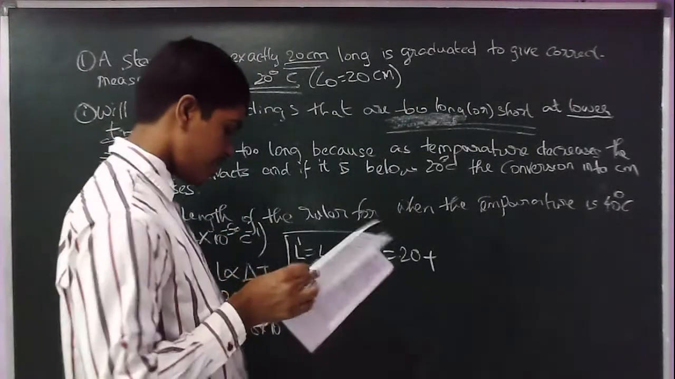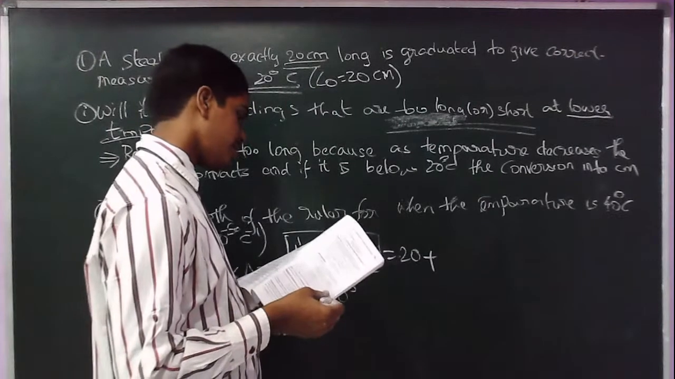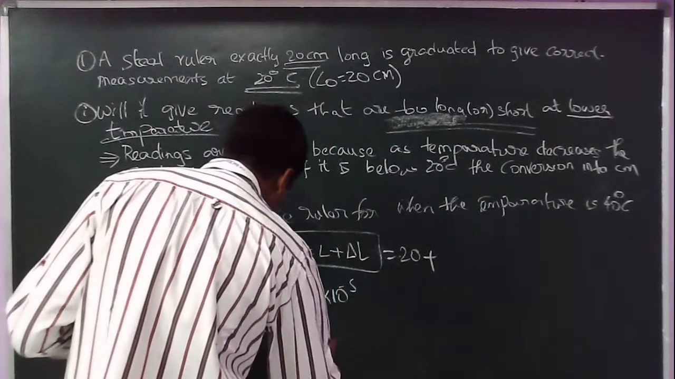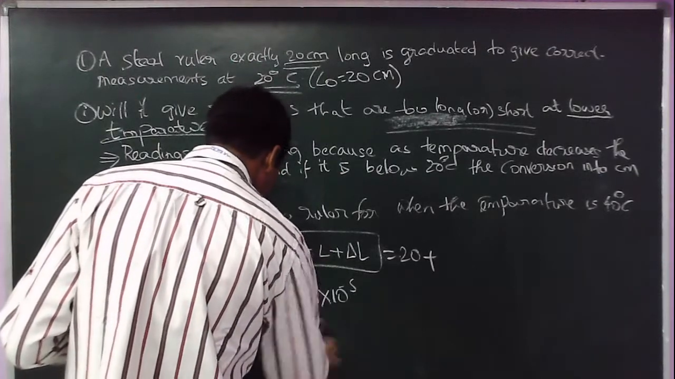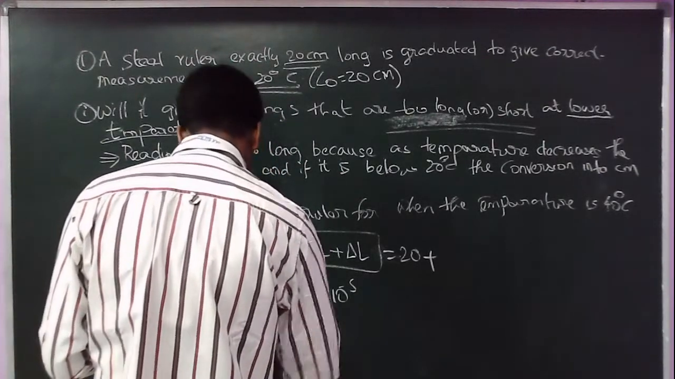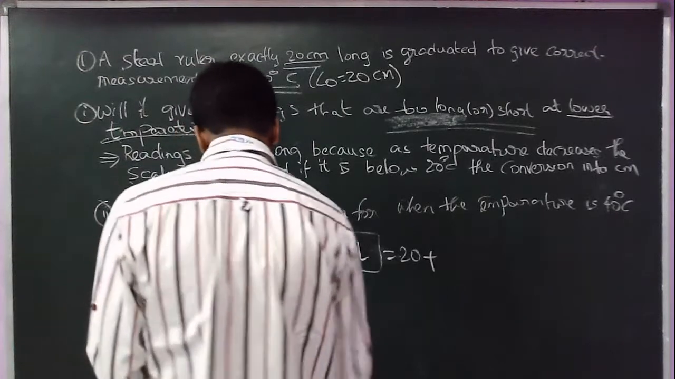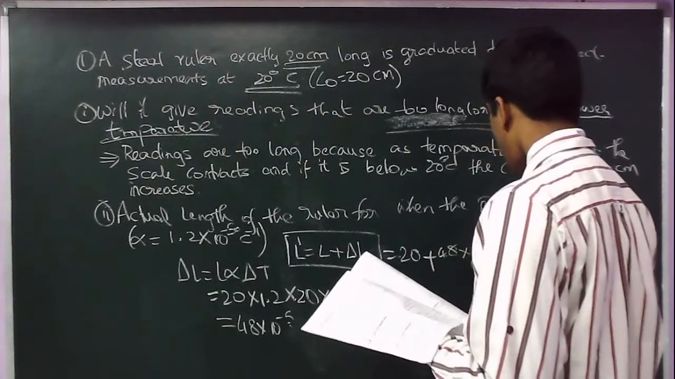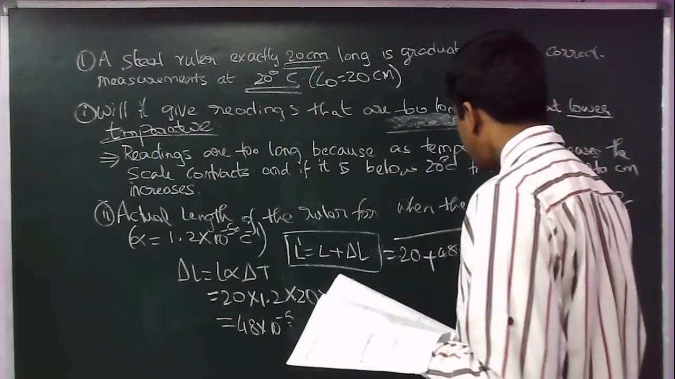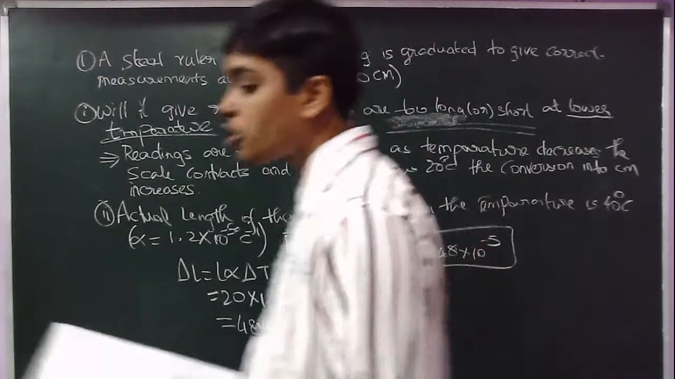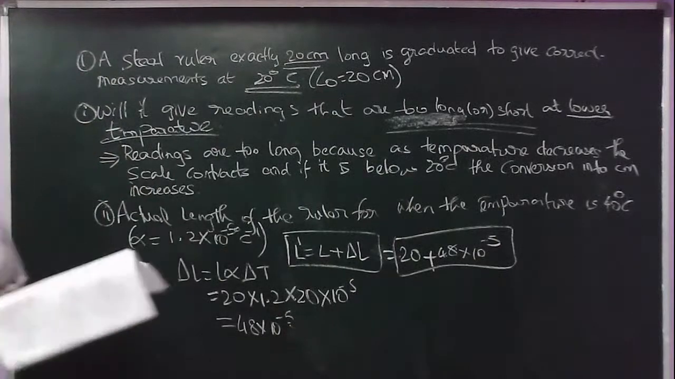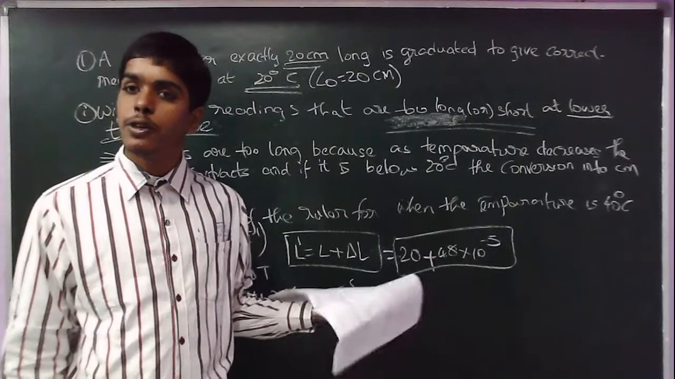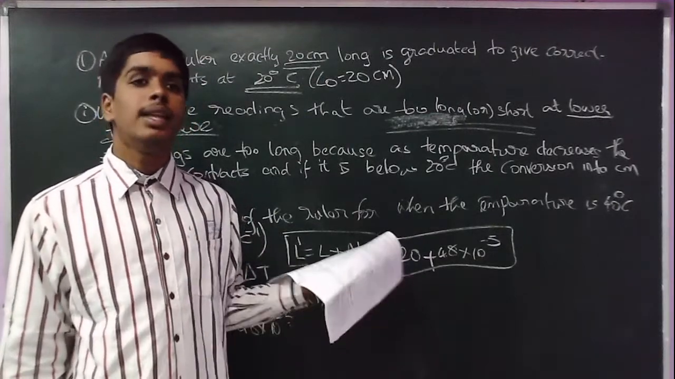Okay, let's check whether our answer is correct or not. It will become 48 into 10 to the power of minus 5. So if you solve this, you will get the answer. First, copy this. This is the most simple question, but if you use your knowledge, you can easily solve it.